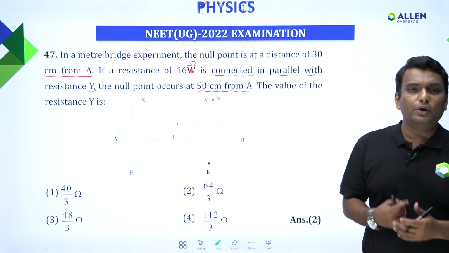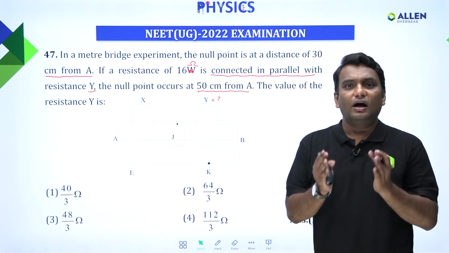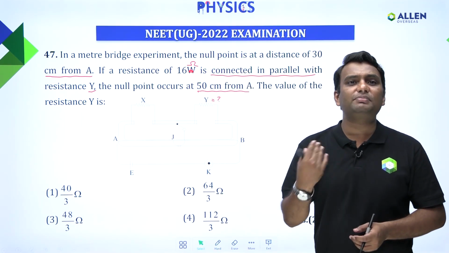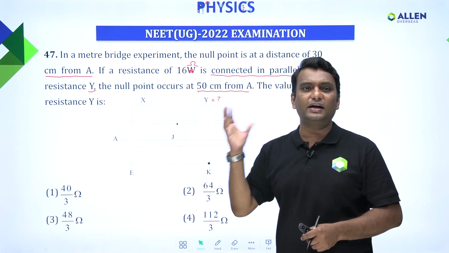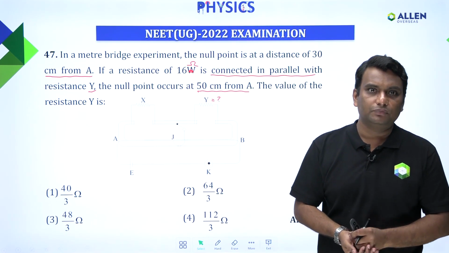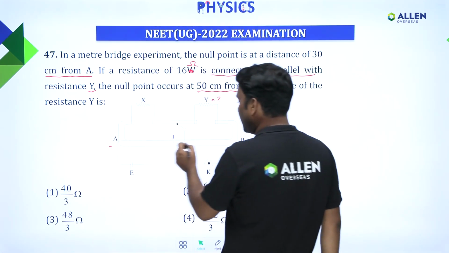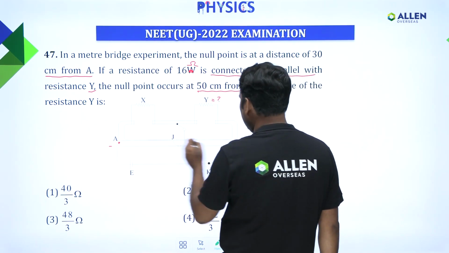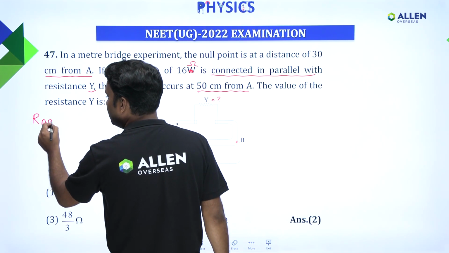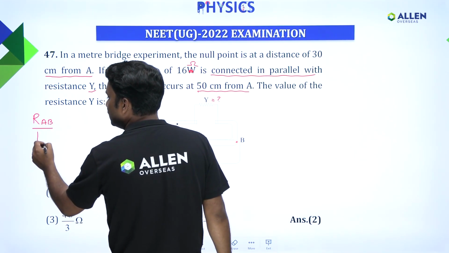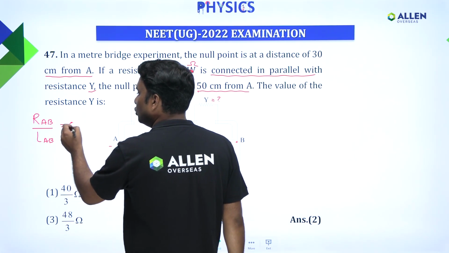Now we all know once the null point has been obtained, it means our meter bridge is balanced, and once the meter bridge is balanced, the product of the resistances on the opposite sides is going to be equal. So let's say the resistance of this meter bridge wire extending from A to B, per unit length, is equal to rho.